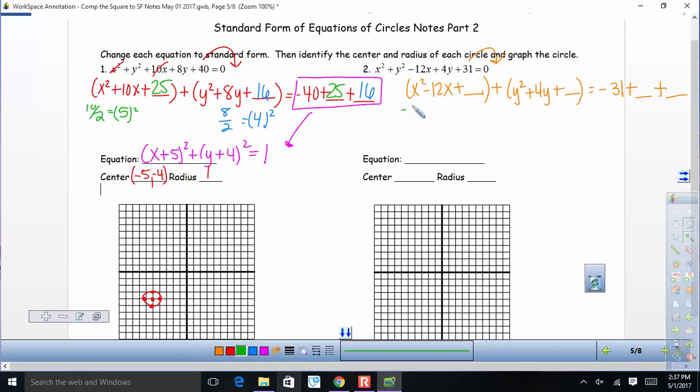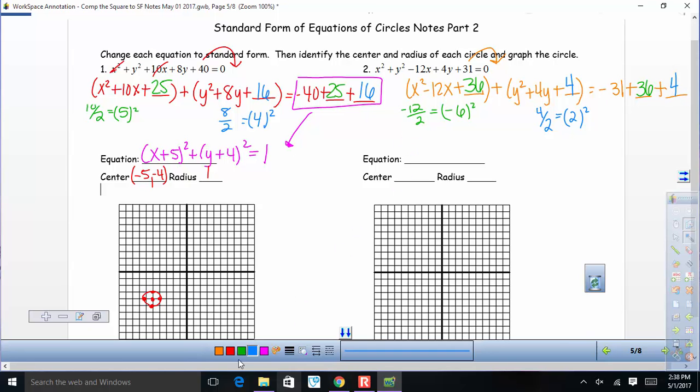So we take negative 12, divide by 2, and that gives us negative 6. Negative 6 squared is 36. So 36 goes with my x here. 36 also goes here. Then we do our y's. So we take 4, divide by 2. That gives us 2. And 2 squared is 4.